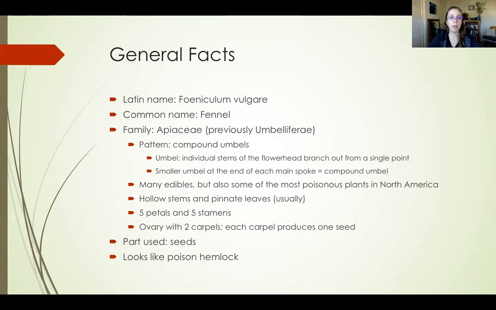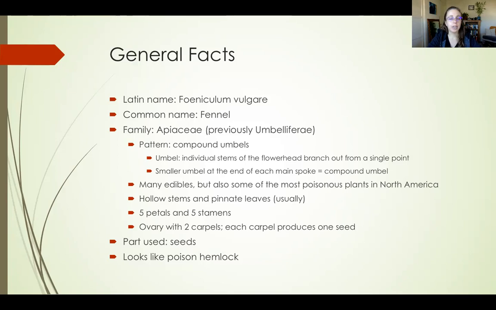And the primary pattern for plants within this family are the compound umbels that I just showed you. The umbel refers to the individual stems of the flower head that are branching out from a single point. So think of it like an umbrella. And then, as I pointed out, there are smaller umbels at the end of each main spoke, and this is what makes it a compound umbel.